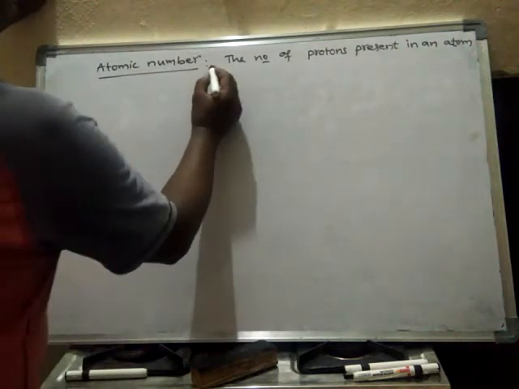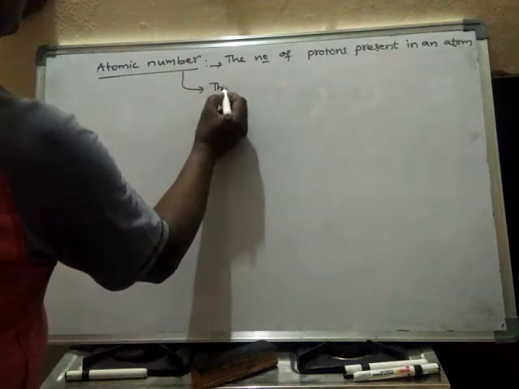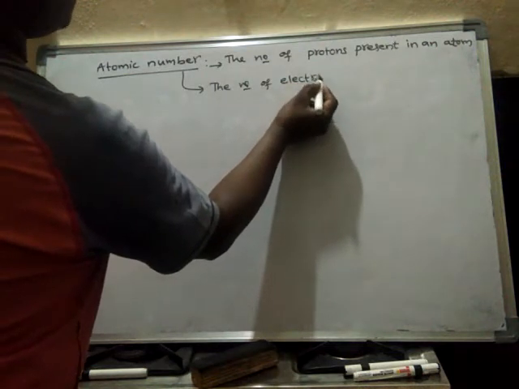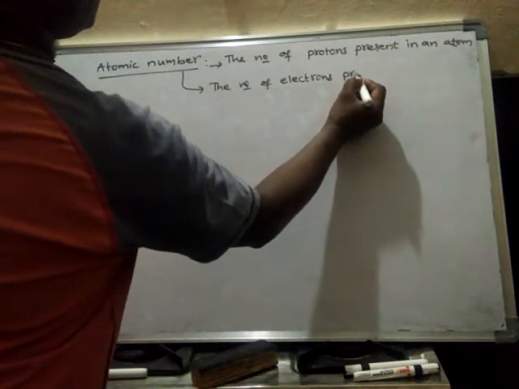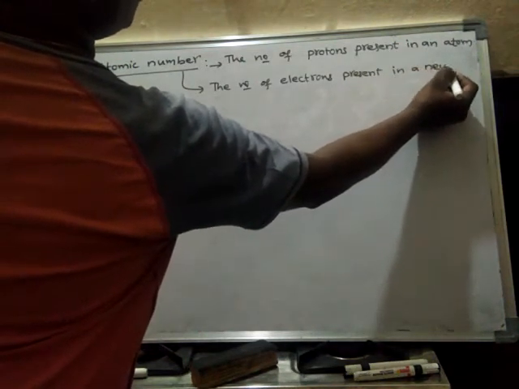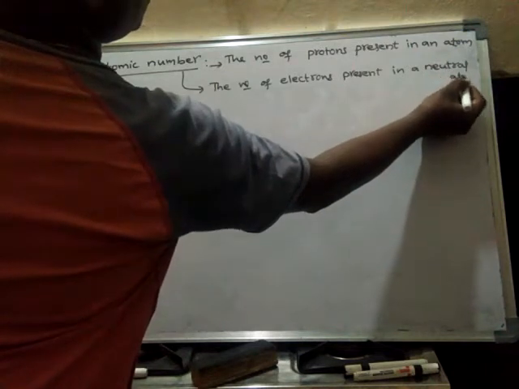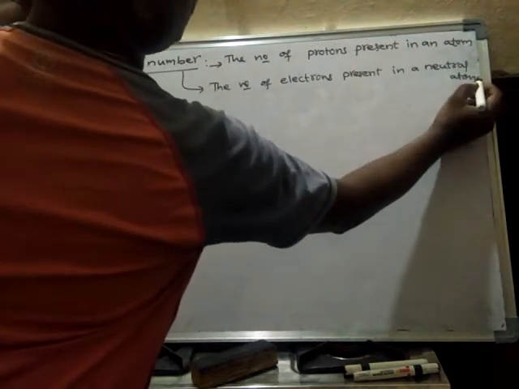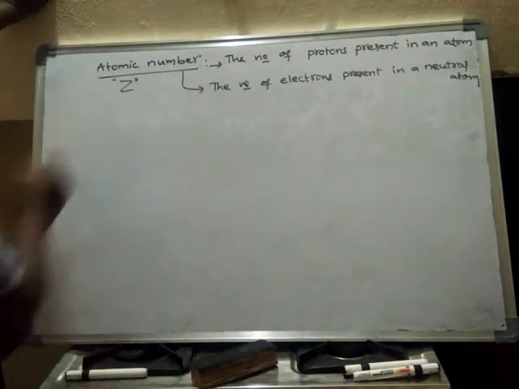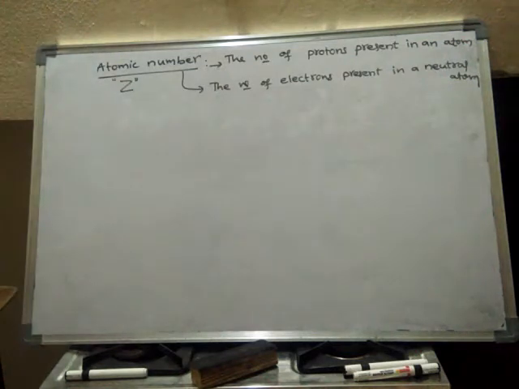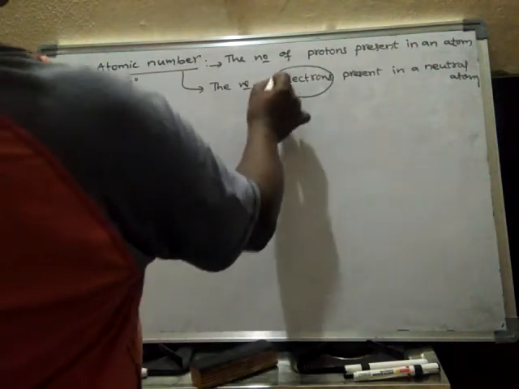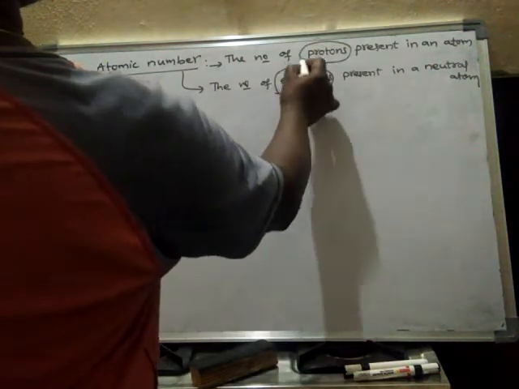Or else we may say like this also: the number of electrons present in a neutral atom is also said to be atomic number, and atomic number is denoted by Z. So atomic number can be defined in terms of electrons or in terms of protons also.